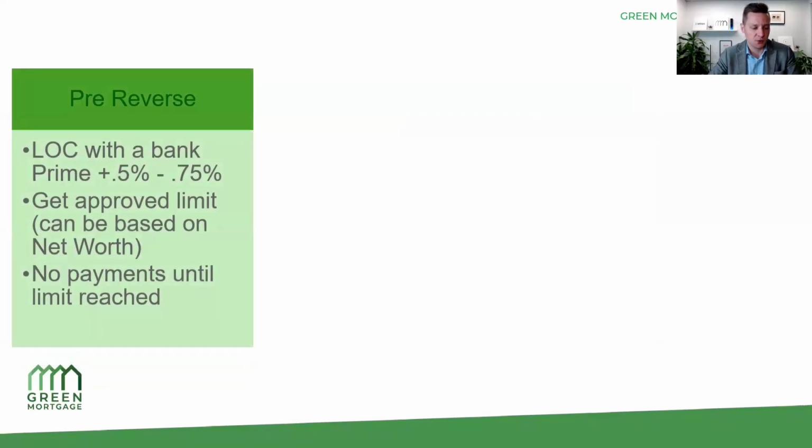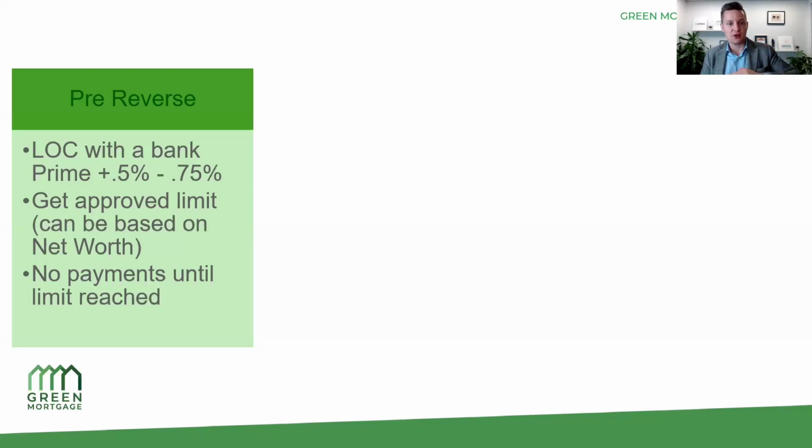So a couple of things that I also wanted to go into, and some examples of what I've been finding. There's a lender that we've been using quite a bit for what I call a pre-reverse mortgage. You can actually get a product that is very, very similar to a reverse mortgage. They'll give you a line of credit limit. The rate is anywhere from prime plus 0.5 to 0.75%, depending on your qualifications. Their net worth program is a bit of a higher rate, whereas their standard program is a bit of a lower rate. And they give you an approved limit, and that can be based on your net worth.